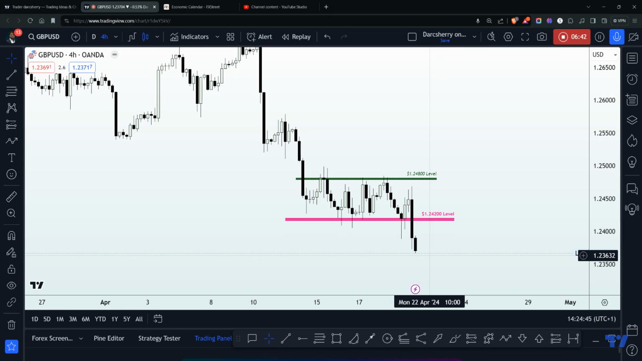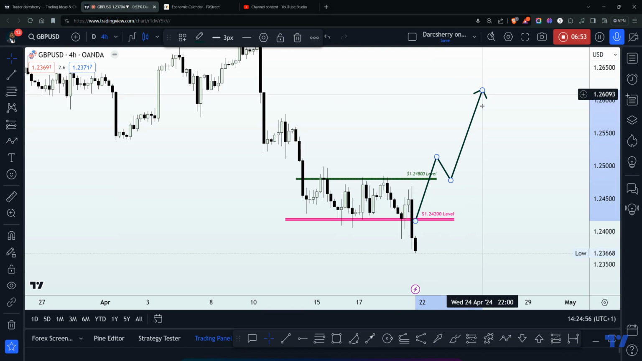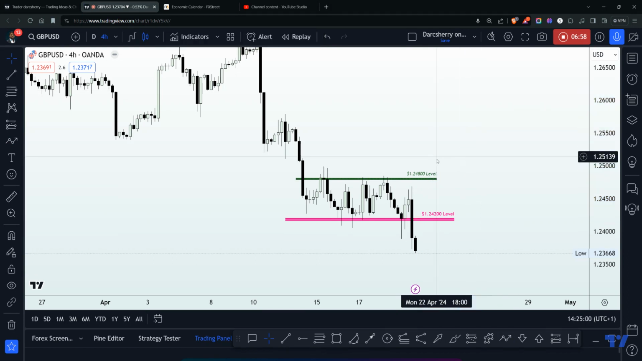Now, if we are going to be considering buying this asset next week, let's say at least for the first half of the week, I would rather want to see price break out the support line of this range before jumping into any bullish position on this market.